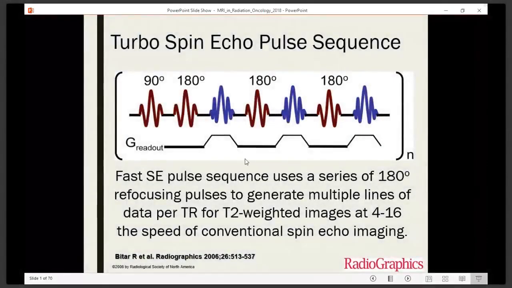So with the turbo spin echo sequence, we have one 90-degree pulse and then a 180-degree pulse, and we acquire signal, as with the spin echo sequence. But this goes to one line of image data in phase encoding. Then we do another 180-degree pulse and acquire another line, another 180-degree pulse. Like I said, typically it's on the order of 4 to 16 times the scan speed, but in some applications you can even acquire a whole image in this manner in just one echo train.